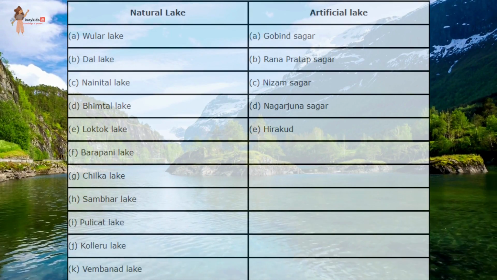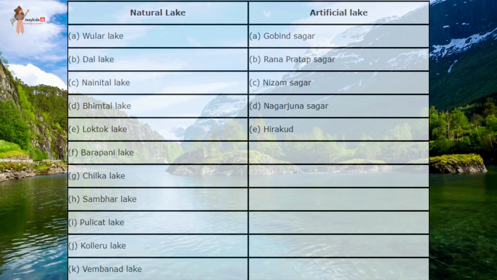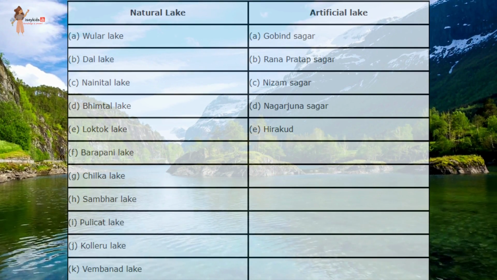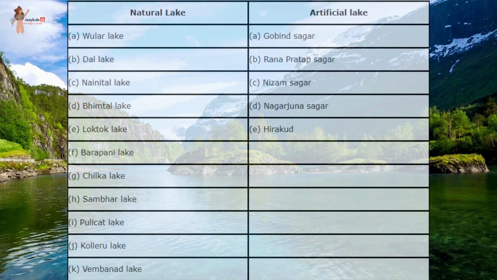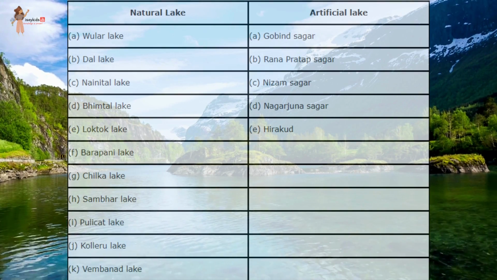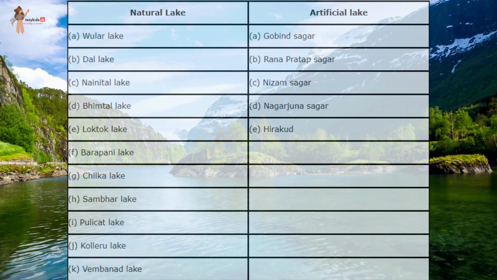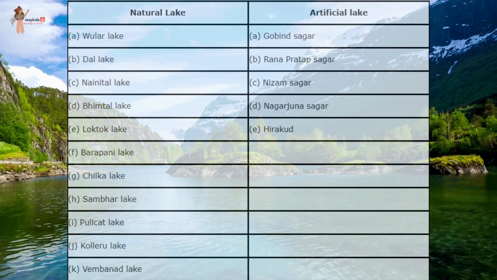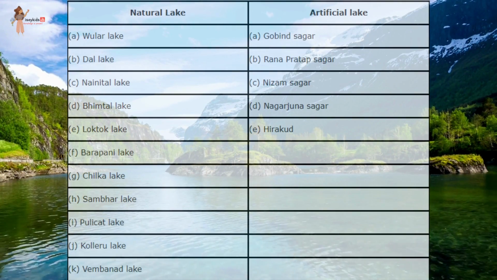Wular Lake, Dal Lake, Nainital Lake, Bhimtal Lake, Loktak, Barapani, Chilika, Sambhar, Pulicat, Koleru, Vembanad. All these are natural lakes. Whereas Gobind Sagar, Rana Pratap Sagar, Nizam Sagar, Nagarjuna Sagar and Hirakud, these are artificial lakes.